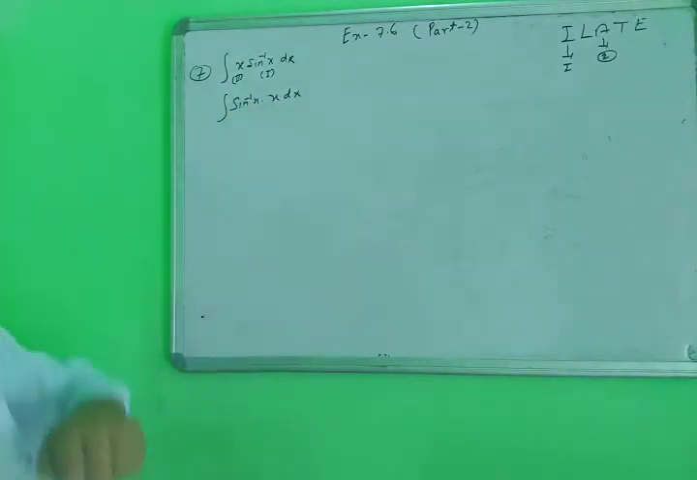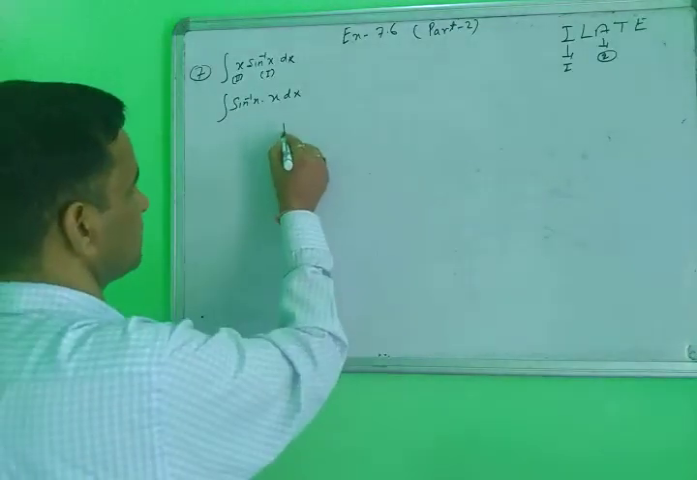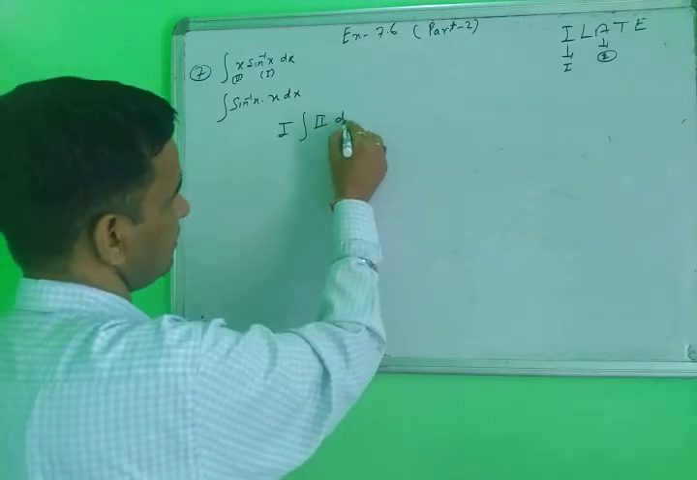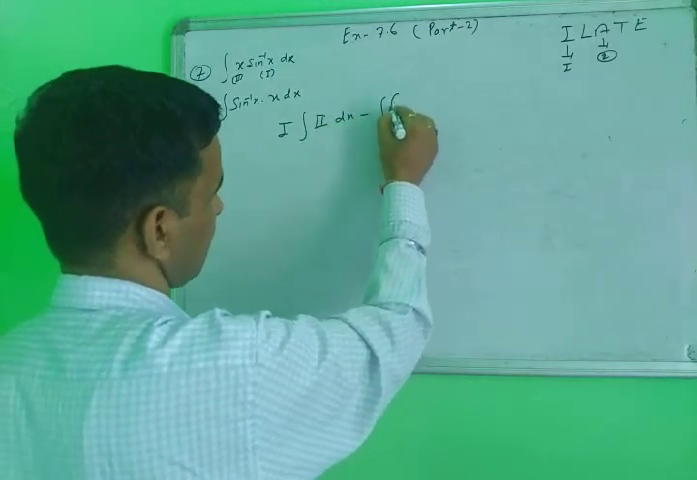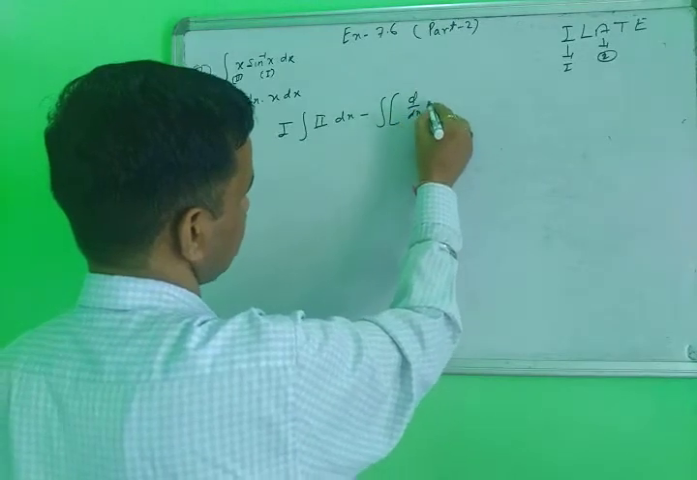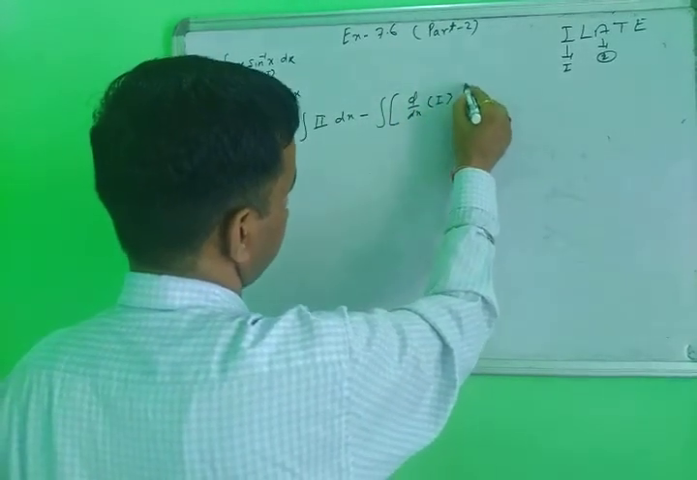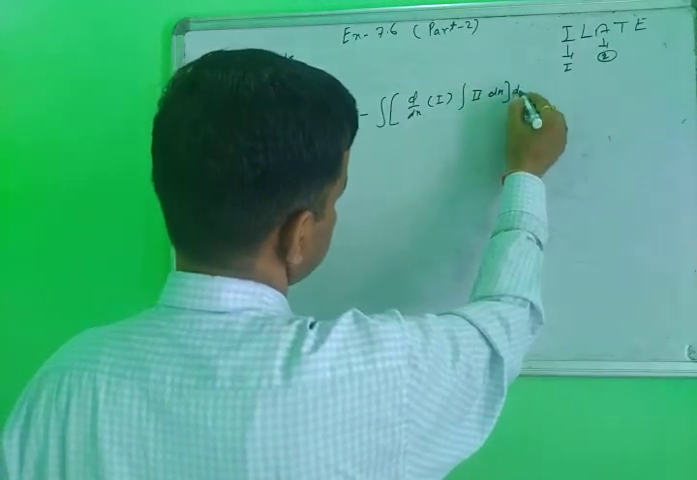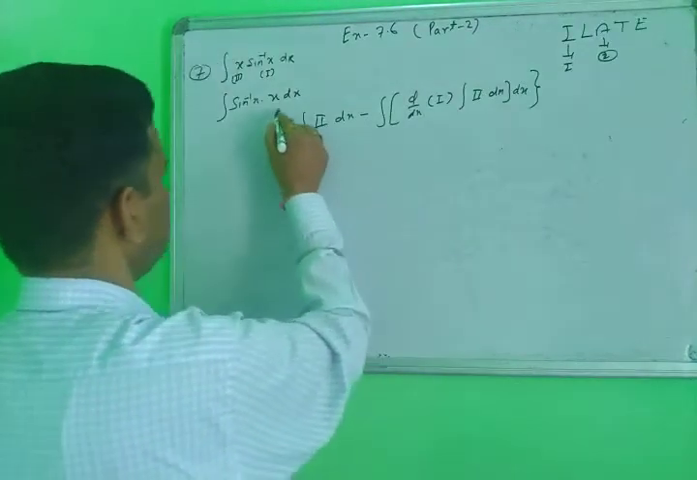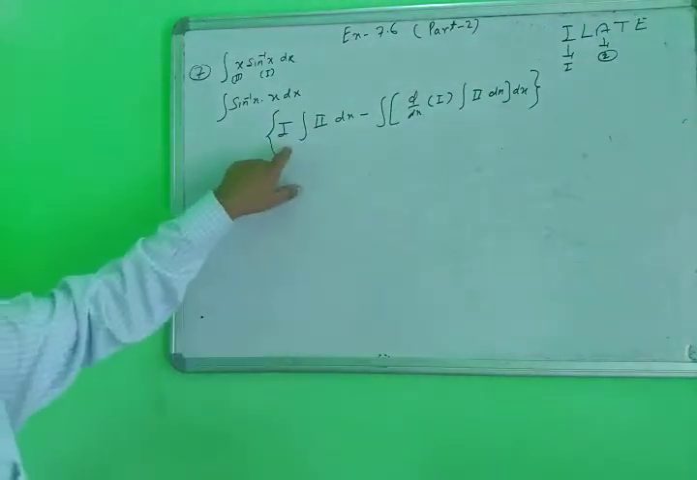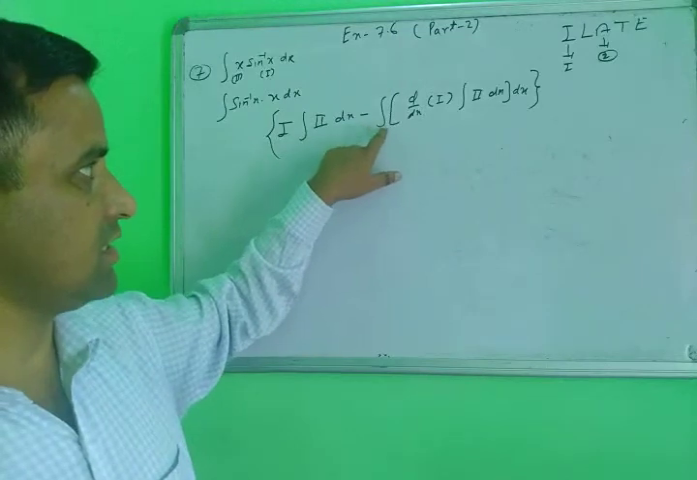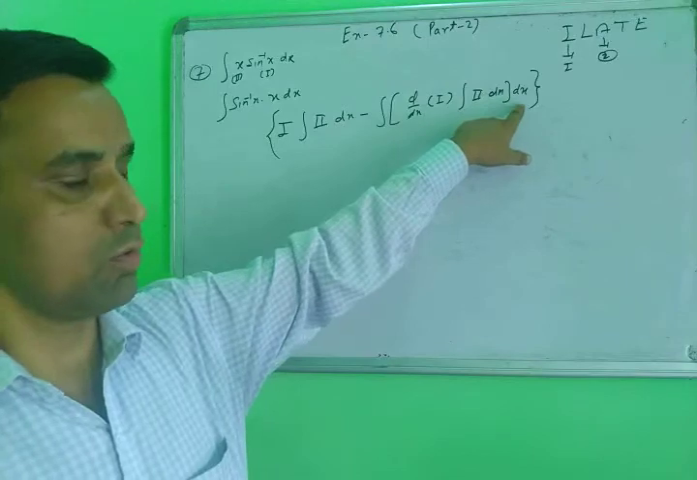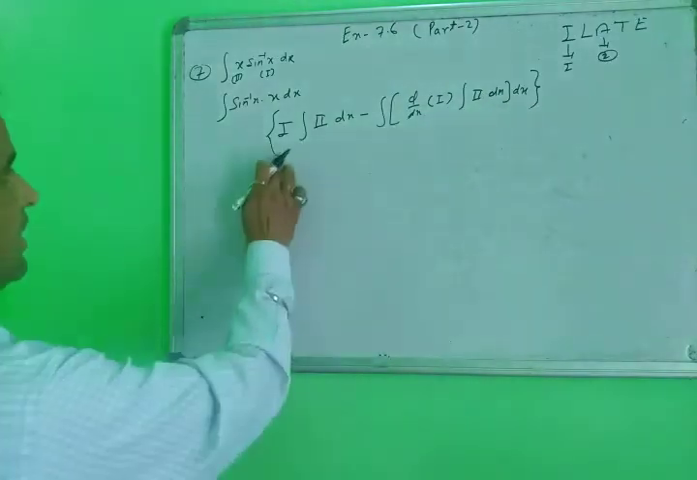First of all, write the identity here. First function, integration of the second function dx, minus integration of d over dx of the first function and integration of the second function, and this is the dx. You will write this, and this is your identity: first function, integration of second function, minus integration sign, differentiation of the first function, integration of the second function, and overall dx.